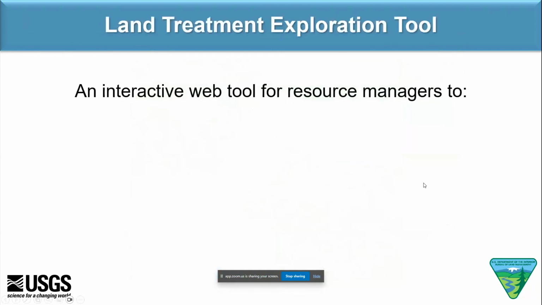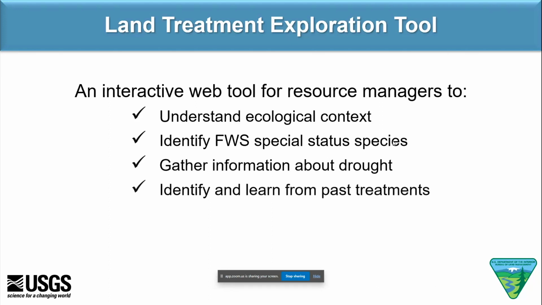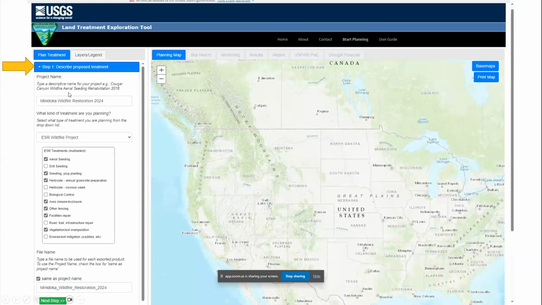The Land Treatment Exploration tool is an interactive web application for you to understand the ecological context in that area, identify special status species according to the U.S. Fish and Wildlife Service, gather information about past and future drought conditions, identify and learn from past treatments, and create maps, summaries, and reports. Here's how we use it. This is what it looks like. We have some tabs at the top for information. Right now we're in the Start Planning tab. And over on the left, we have 6 steps that we're going to work through today in this demo.